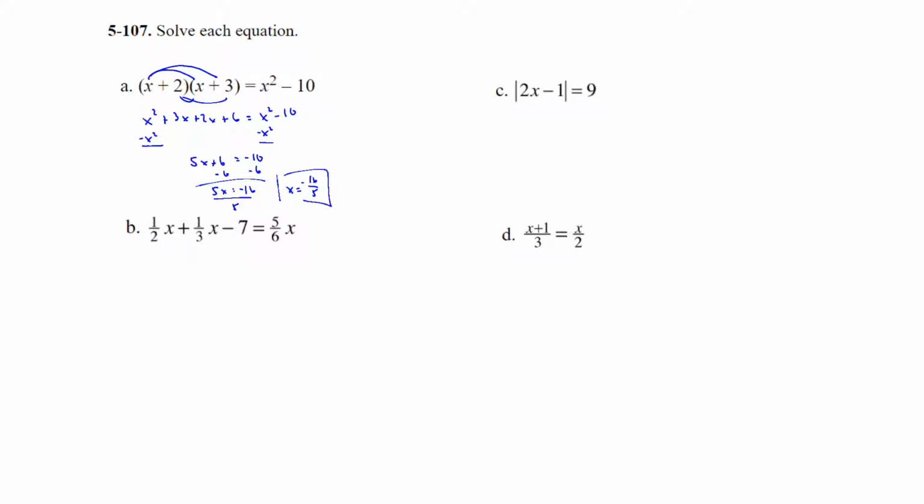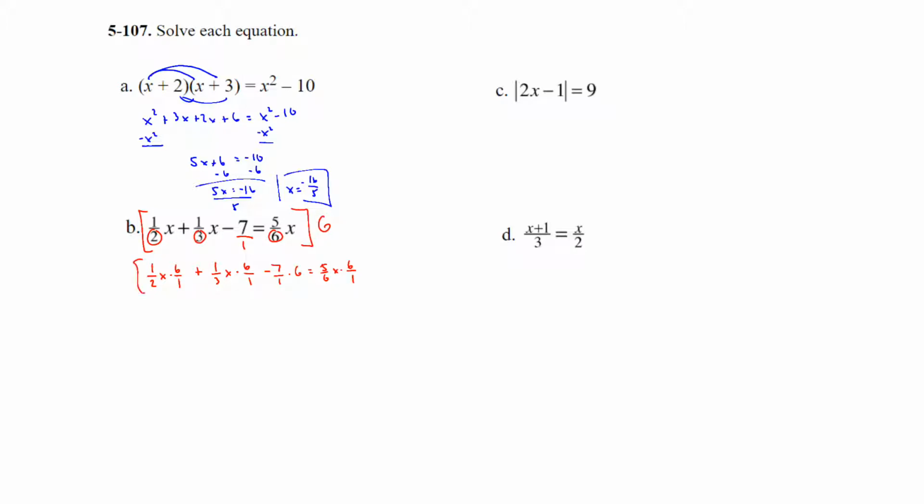And so that's part A there, and then B, the one below it, we have a bunch of fractions. We could get rid of the fractions. One way we can do that is, what is the common denominator of each of the denominators, 2, 3, and 6? And 7 doesn't have one, it's just over 1. So 6 is the common denominator. Everything can get multiplied by 6. So 1/2 x times 6 over 1 plus 1/3 x times 6 over 1 minus 7 times 6 is equal to 5/6 x times 6.